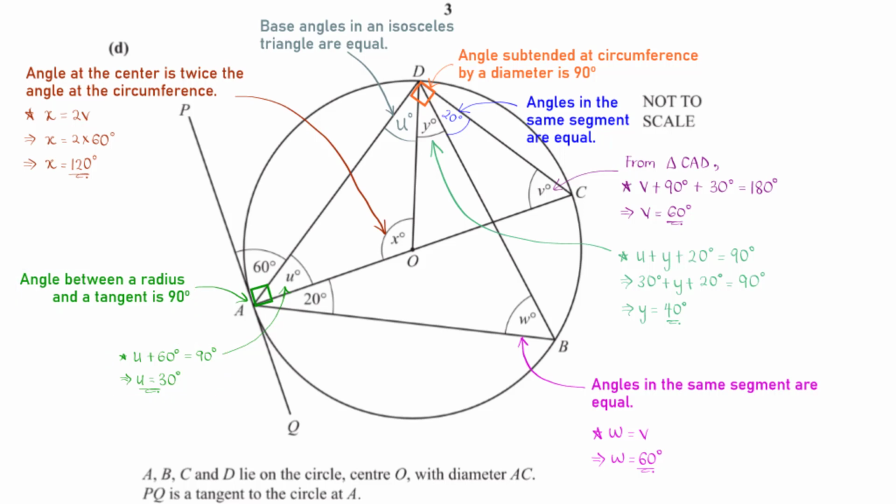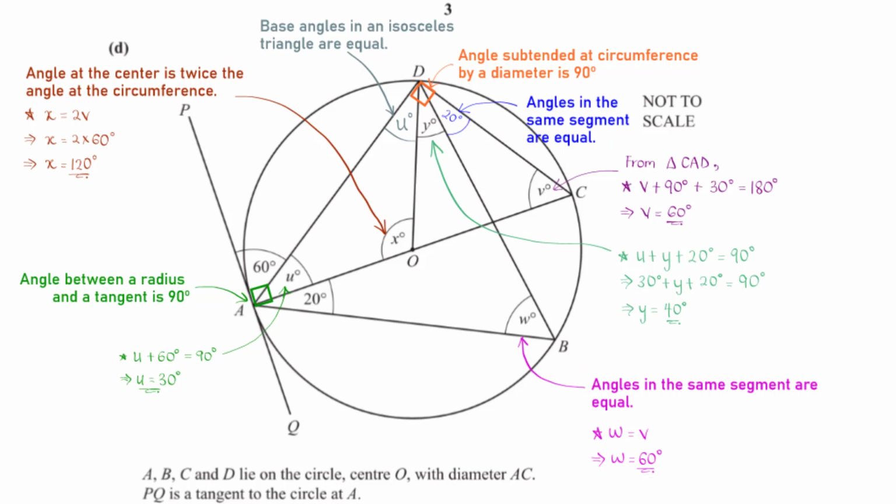Let's take a look at triangle ACD. The angle subtended at the circumference of a circle by a diameter is 90 degrees. We also know that angles in a triangle add up to 180 degrees. So when we subtract the sum of 30 and 90 degrees from 180 degrees, we get the value of V as 60 degrees. Angles in the same segment are equal, and so these two angles here must be equal. This gives us W equals 60 degrees.